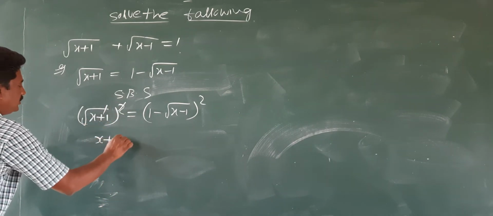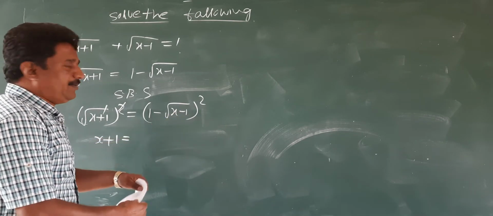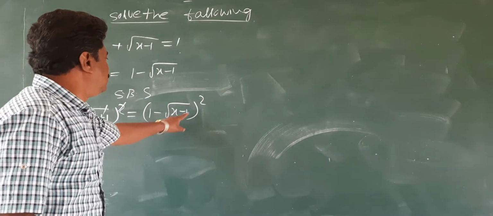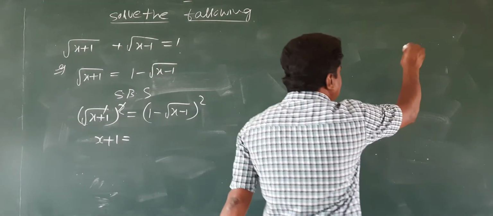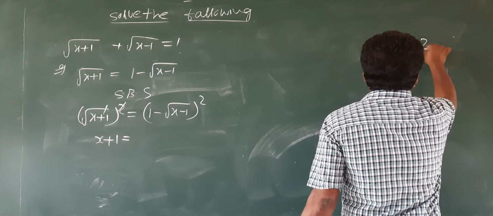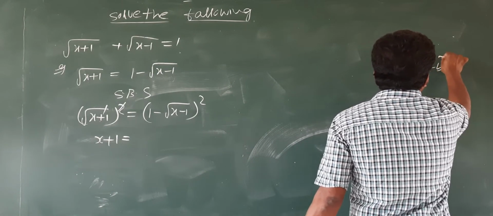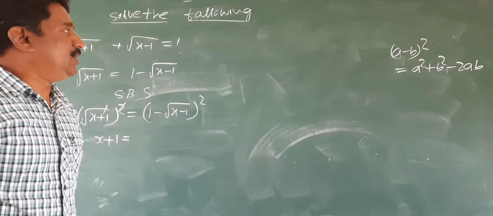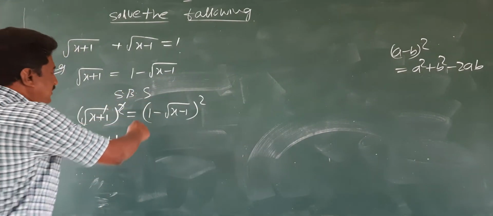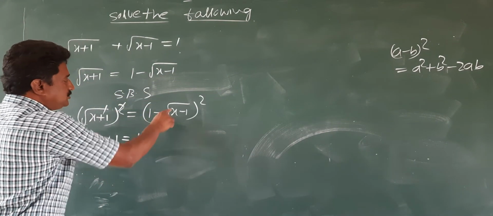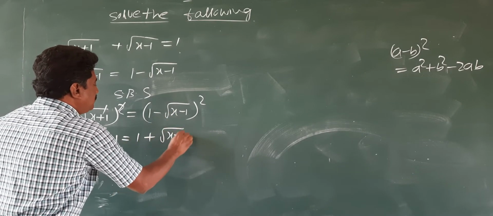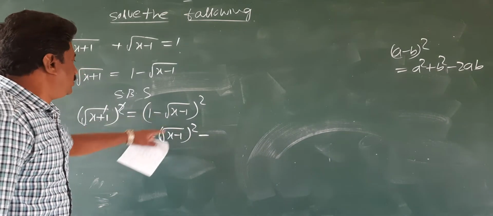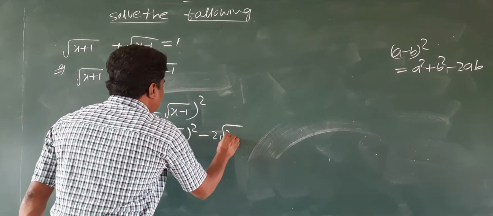So x plus 1, clearly the right side is in the form of a minus b whole square. So what is a minus b whole square, students? A square plus b square minus 2ab. You apply the formula. A square, 1 square is 1, plus b square, root x minus 1 whole square, minus 2ab. 2 into 1 into root x minus 1, 2 root x minus 1.